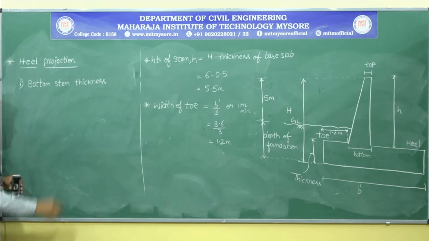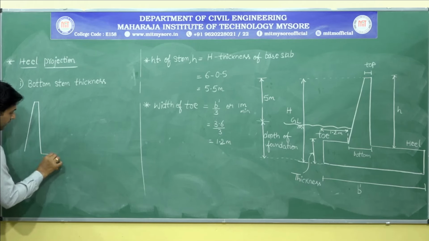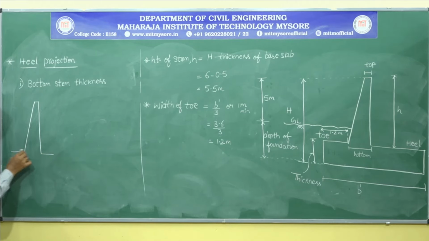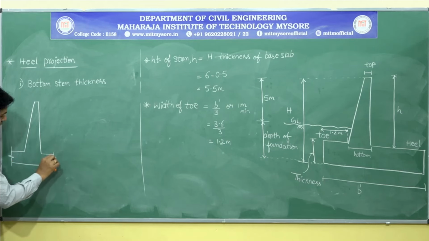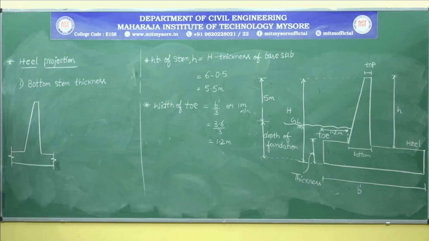So it's the bottom stem thickness. Now what I will be doing here is concentrating only on the stem portion. Here I will be showing the continuation mark because I am not in need of this particular base slab. I want only the stem portion because I want the bottom width of the stem.